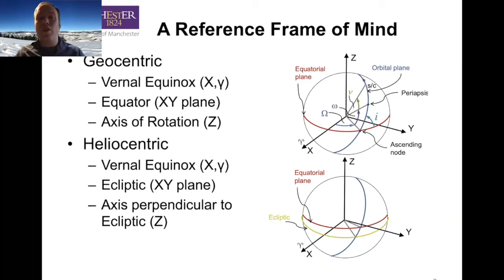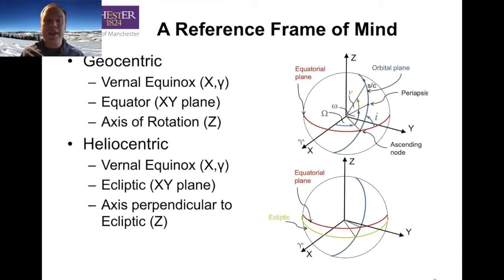And there we have a vernal equinox, that's the classic one, our equator, which is the XY plane, and our axis of rotation, the Z. So that's just what it is. We can put all of our information in there in terms of omega, big omega, little omega, the line of nodes, all of that on there.